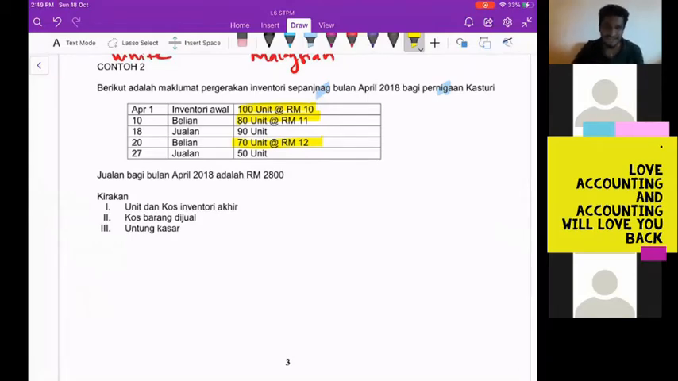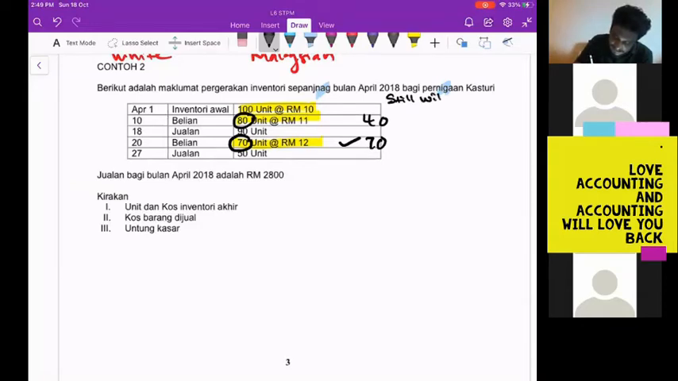Which date is that? 20th. But 20th you only have 70. But your inventory left over in your business is 110. We will take another half from April 18th. 110 minus 70, I get 40. So 70 from here, 40 from here, still with me.